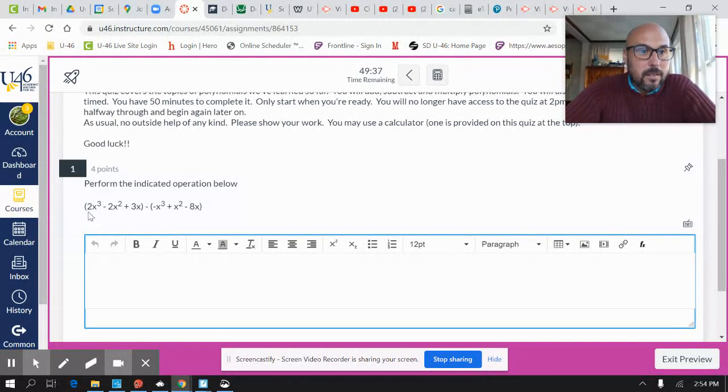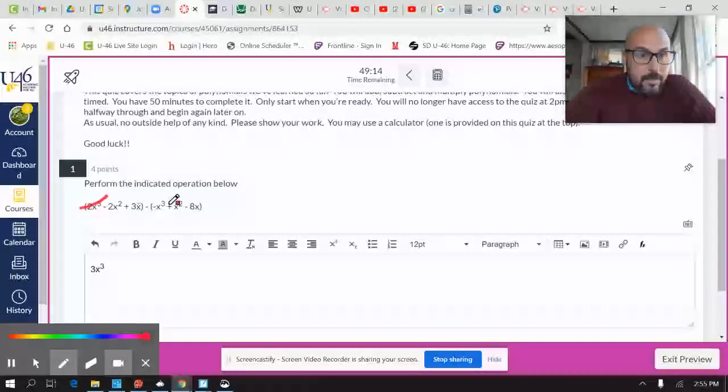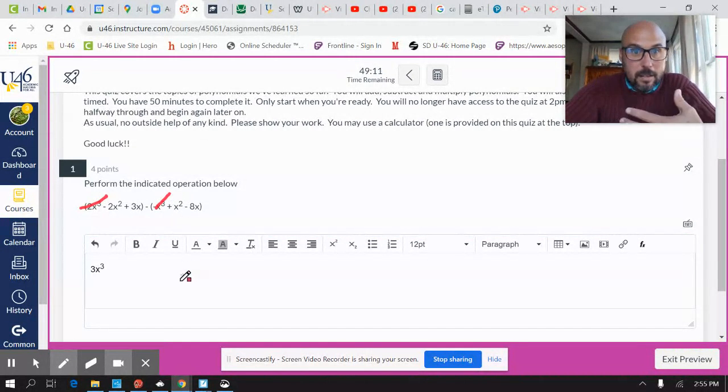So I've got 2x cubed. Is there any x cubed I can subtract? Yes, negative 1x cubed. So 2 minus negative 1 is really 2 plus 1. So it is 3. 3 what? 3x cubed. Now I can actually just ignore this and this because I've subtracted them.